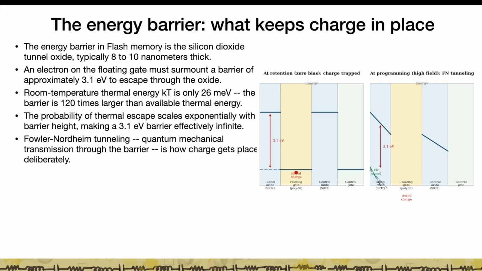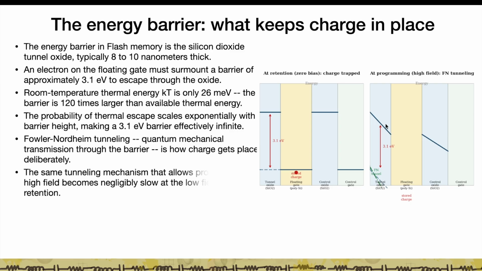That's the retention picture. But retention creates a puzzle. If the barrier is that impossible, how does the charge get there in the first place? Now, the right panel shows what happens when a high voltage is applied to the control gate during programming. The electric field across the thin tunnel oxide, the thinner of the two oxides, between the channel and the floating gate, is now around 10 megavolts per centimeter. That field tilts the energy band diagram.